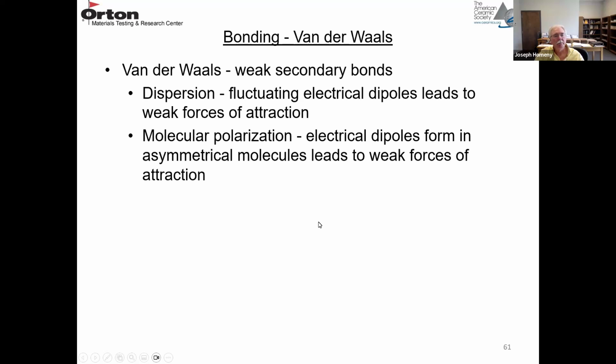And then the last type of bonding is van der Waals bonding. These are weak secondary bonds, basically fluctuating electric dipoles lead to weak forces of attraction. That's known as dispersion. Or you can have electric dipoles that form in asymmetrical molecules. That leads also to weak forces of attraction. That's known as molecular polarization.